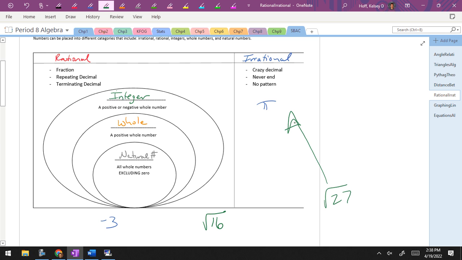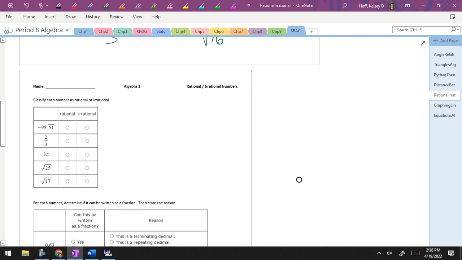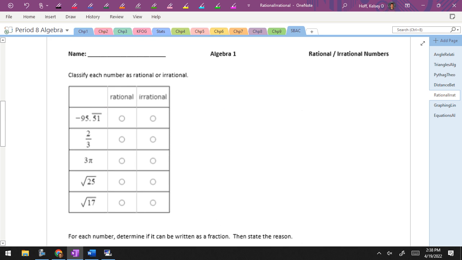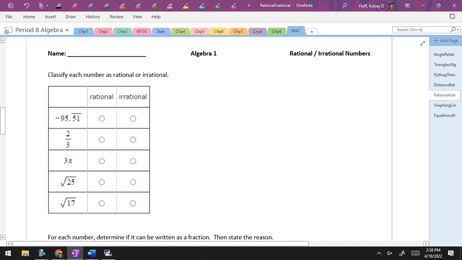Okay? All right, so let's practice this then. Take a minute, go through and check rational or irrational, and then we'll do it together. Check whether each number is rational or irrational.